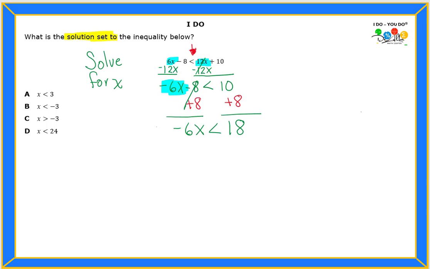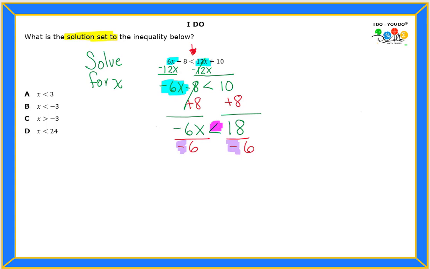So now I see that I need to get rid of the negative 6. Is that right? So I am going to need to divide, because the negative 6 is multiplying and the opposite of multiplying is dividing. So I need to divide by a negative 6. Now, when I divide by a negative number, okay, let me show it over here, right? I'm dividing by a negative number. Then I'm going to need to do something to my sign that is right here.